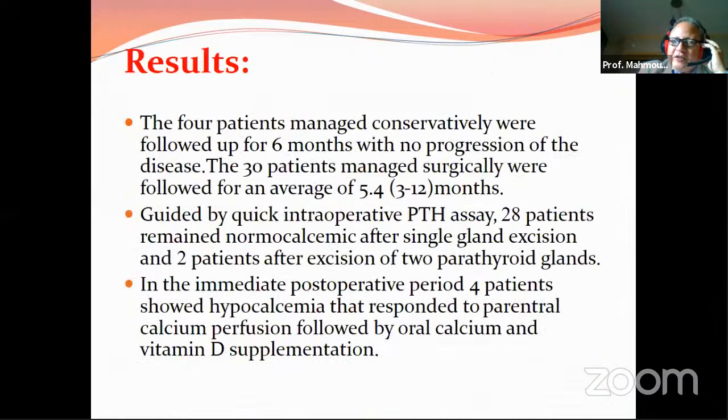The 4 patients managed conservatively were followed for 6 months with no progression of the disease, and 30 patients managed surgically were followed between 3 and 12 months. Guided by quick intraoperative parathyroid hormone assay, 28 patients remained normocalcemic after single gland excision, and 2 patients after excision of 2 parathyroid glands. In the immediate post-operative period, 4 patients showed hypocalcemia that responded to parenteral calcium infusion, followed by oral calcium and vitamin D supplementation.